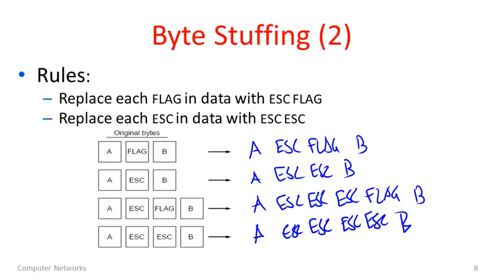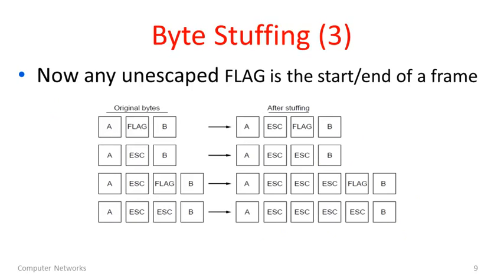The receiver is going to apply the same rules in the other direction. Whenever it sees an escape in the data, it's going to take it out and replace it with the following character. If we use this scheme, it has the virtue that any unescaped flag is now the start or end of a frame. So we can use this method to quickly resynchronize if there's ever any error to find the start of frames. All we have to do is look for that unescaped flag, which doesn't exist here. You can see all of the flags are actually escaped, so they're not real.